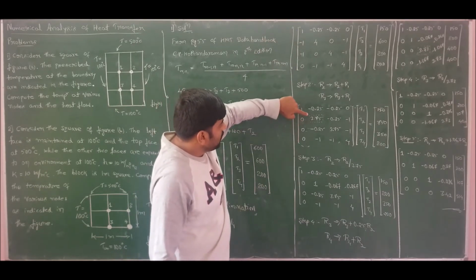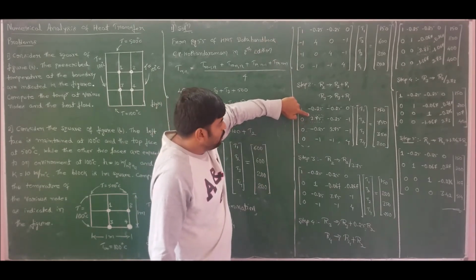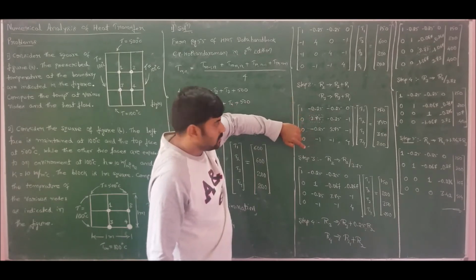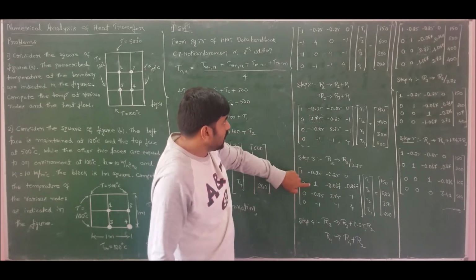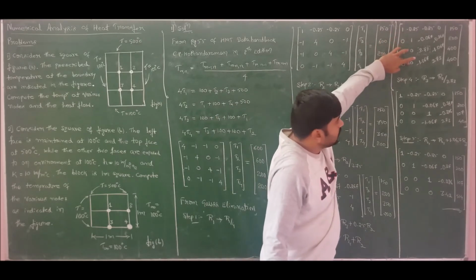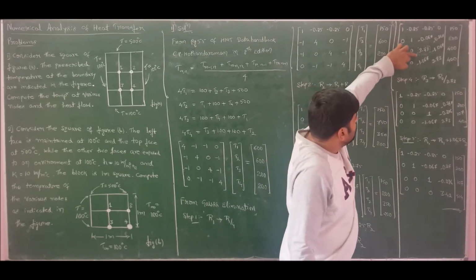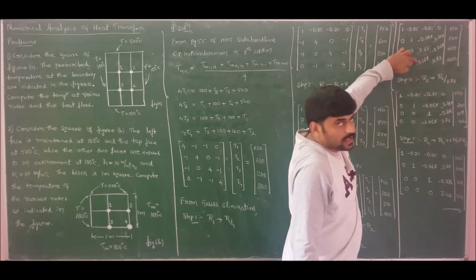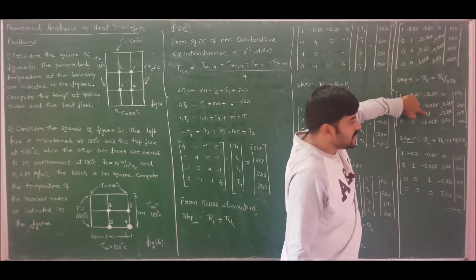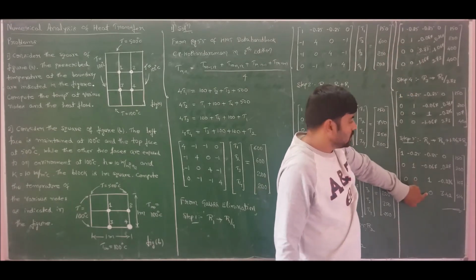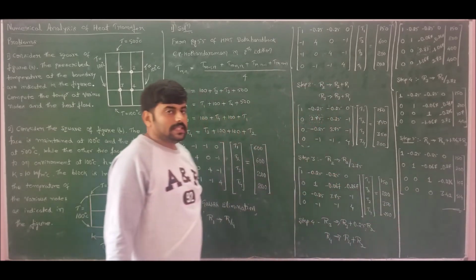Next move to A22 and below A22 make everything 0. So I made A22 unity and then I made all the elements below A22 as 0. Next move to A33, make it unity and below which you make everything 0. I made A33 unity, below which I made it 0. So it is very easy.